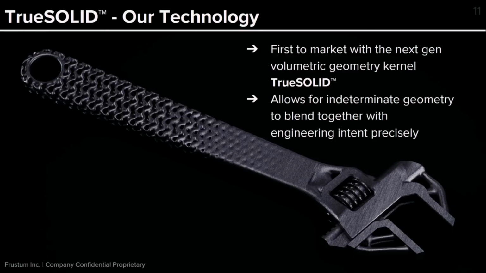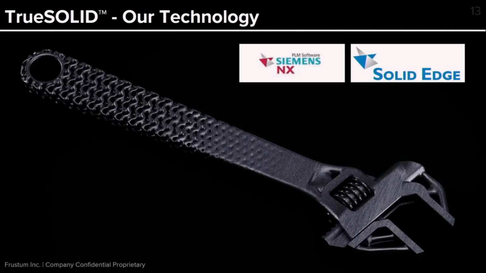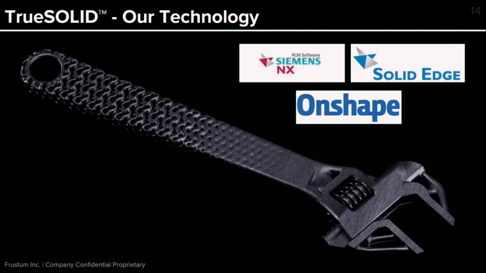So for us, it's very important to usher in this next generation and work really closely with traditional CAD, but really we see ourselves helping to bring in a new design paradigm. And again, that's by allowing indeterminate geometry to blend together with engineering intent precisely. So really what's impossible with Generation 3 CAD just takes seconds with TrueSolid, our geometry kernel. And I'll give you a little demonstration of what that's like in a little bit. We've integrated with Siemens. That's our first channel partner. So I'm sure you've seen some really cool topology optimization work today from Siemens and Solid Edge. We are doing some work with Onshape too. Our own web app will be more closely aligned with Onshape over the course of the year.